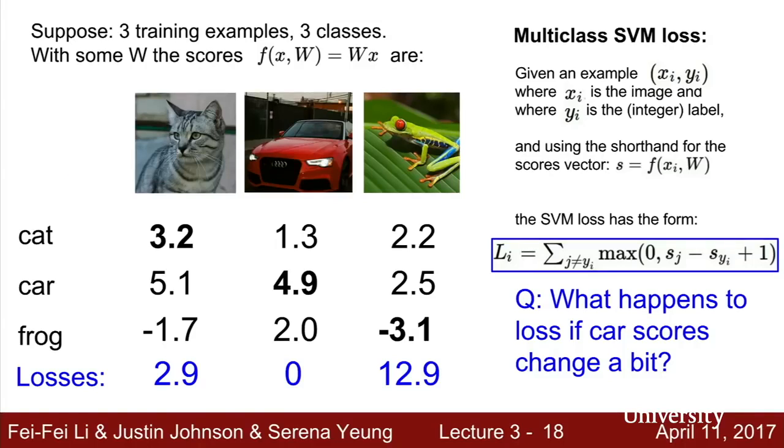So I think it's useful to think about a couple of different questions to understand intuitively what this loss is doing. The first question is, what's going to happen to the loss if we change the scores of the car image just a little bit? Any ideas? Everyone's too scared to ask a question? Answer?